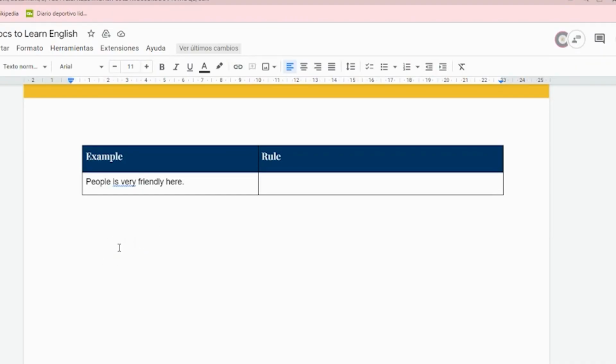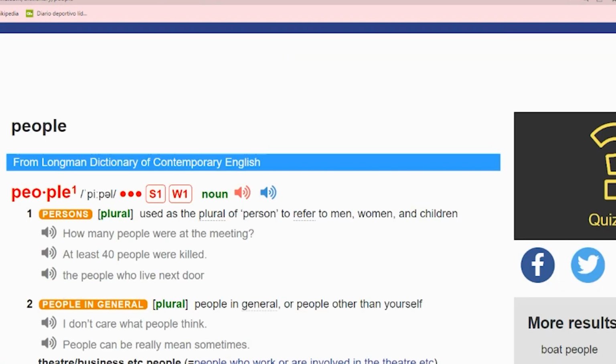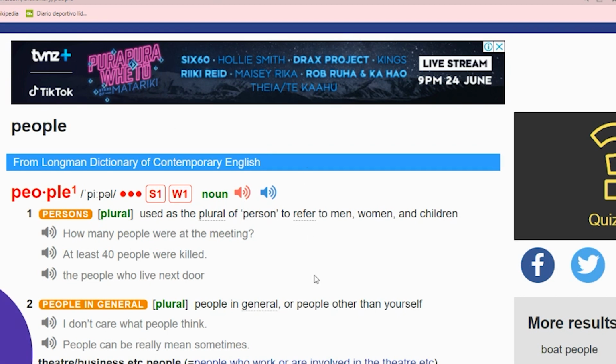Let's go back to this simple mistake so I can show you the process. People is very friendly here. You can see that the Google document underlines is very and that it suggests are very. And I want to know why. So go to the dictionary and look up the word people. I've done this already. I don't need to know the meaning, of course. I want to know why is wrong.